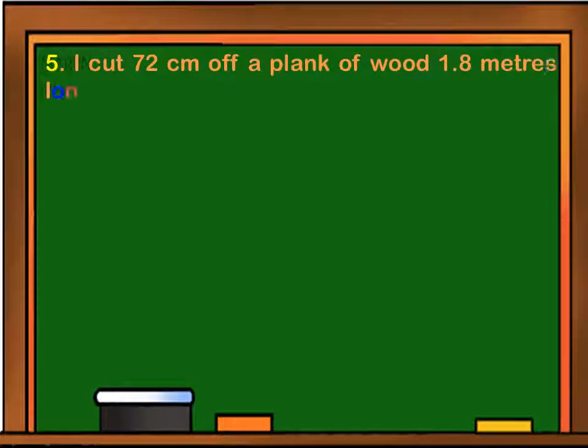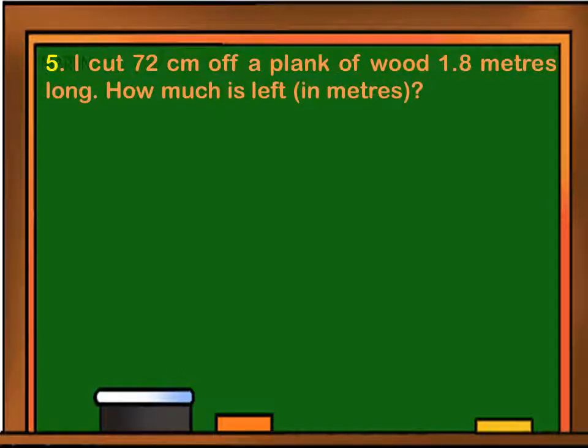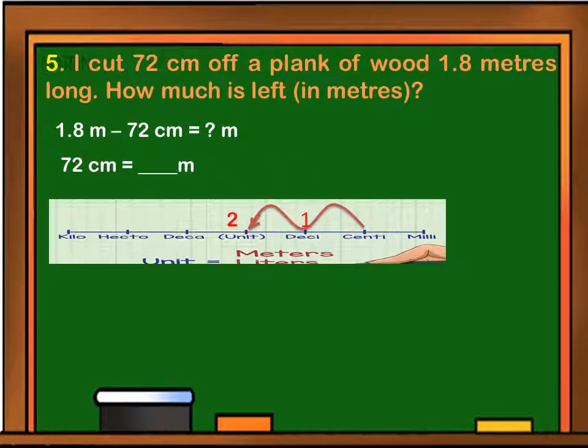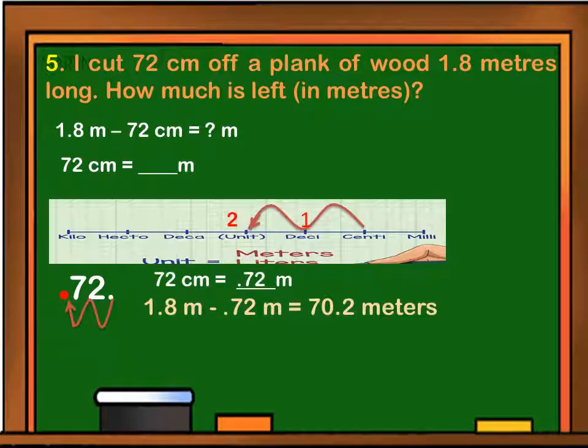I cut 72 centimeters off a plank of wood 1.8 meters long. How much is left, in meters? We can't subtract 72 centimeters from 1.8 meters, because they are not similar in units. Based on the problem, the final answer should be in meters. So, let's convert 72 centimeters to meters. There are two steps going to the left from centimeter to meter. So, we have to move the decimal point 2 places going to the left. 72 centimeters equals 0.72 meters.